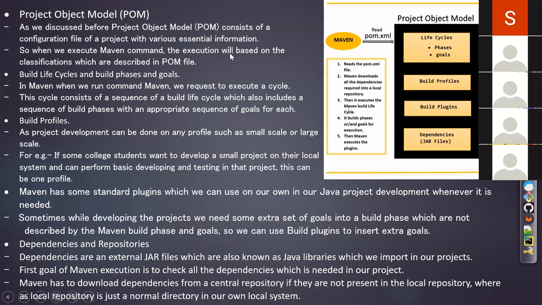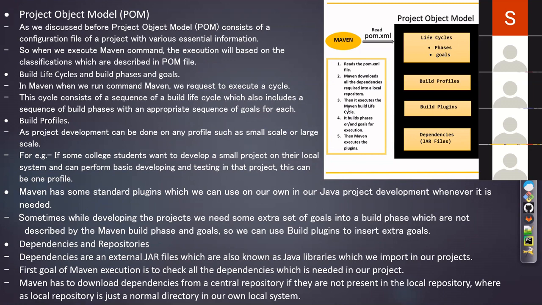So what is POM? As we discussed before, POM consists of a configuration file with various essential information. This essential information means the information which we need to build a Java project. That essential information we have to provide in a POM.xml file. When we execute a Maven command, the execution will be based on the configuration which we described in the POM.xml file.